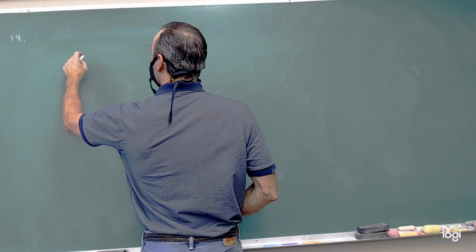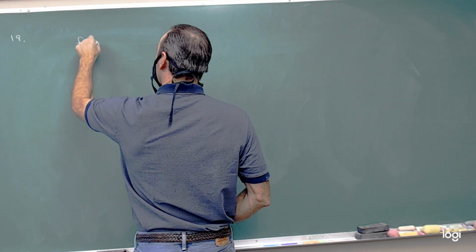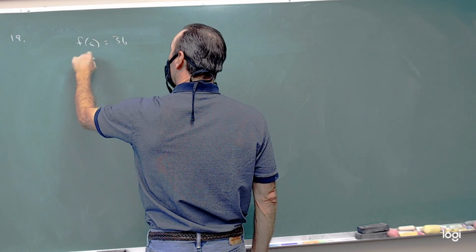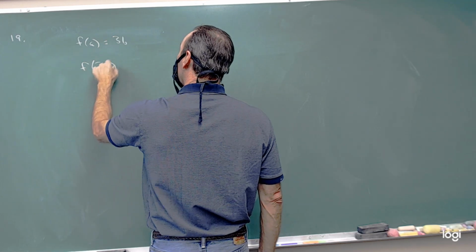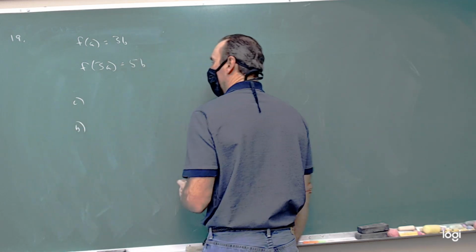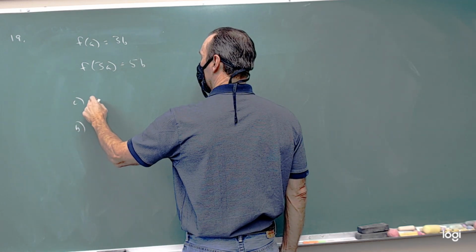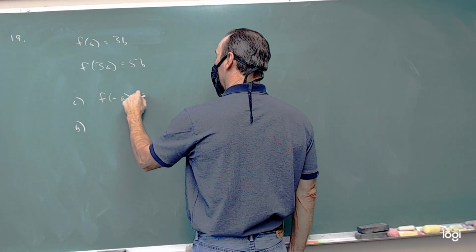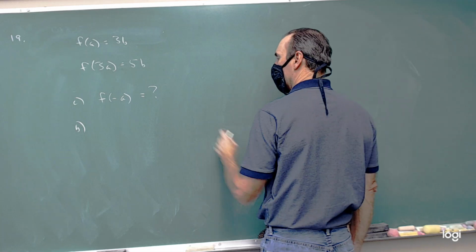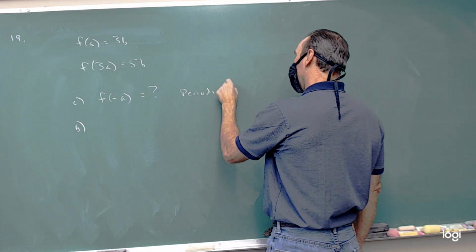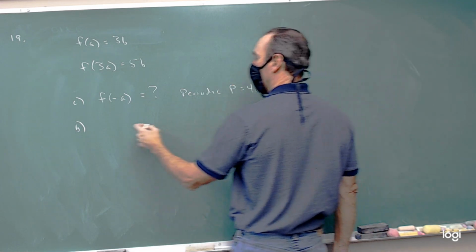Okay. So they're telling us that f of a is 3b, and what else do we know? And f of 3a is 5b. And then we have a part A and a part B, right? If f of negative a, wait, what is f of negative a if f is periodic with period 4a? Okay. And then what is it if it's linear?